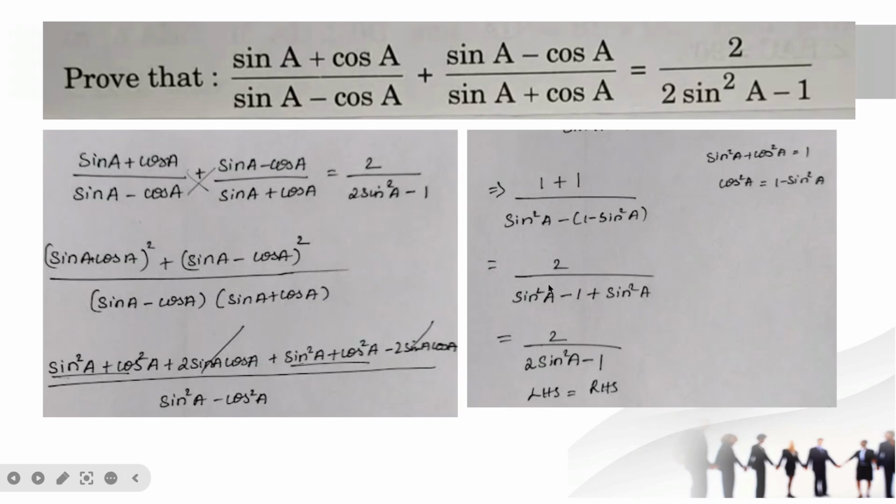The numerator will be 1 plus 1 which is 2, by sin square A minus 1 plus sin square A. Here we are having 2 sin square A's. So 1 sin square A, 1 sin square A. So 2 sin square A minus 1. 2 by 2 sin square A minus 1. So LHS equal to RHS. Here we directly proved instead of simplifying LHS and RHS separately.